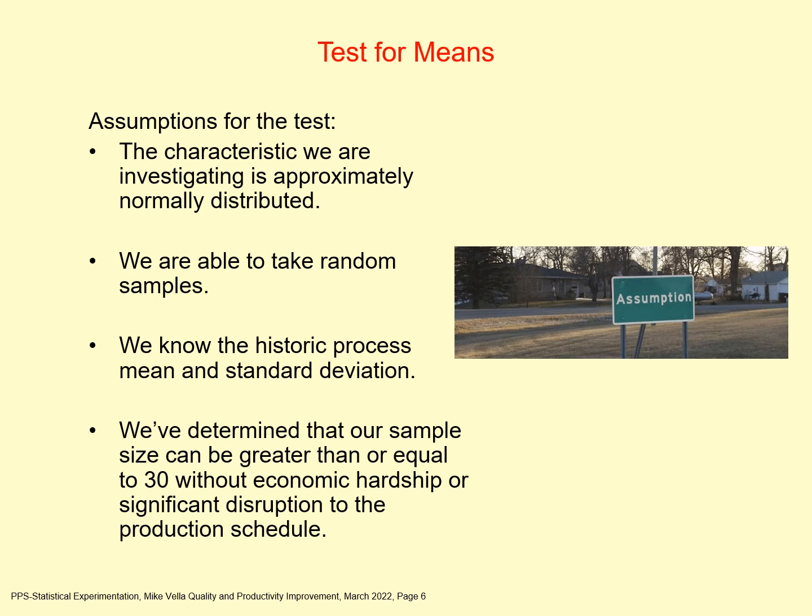So let's have a few assumptions. The assumptions for this test are that the characteristic we are investigating is approximately normally distributed, that it fits the normal distribution, and that we are able to take random samples, and we know the historic process mean and standard deviation. And we've determined that our sample size can be greater than or equal to 30 without a significant economic hardship or disruption to the production schedule.